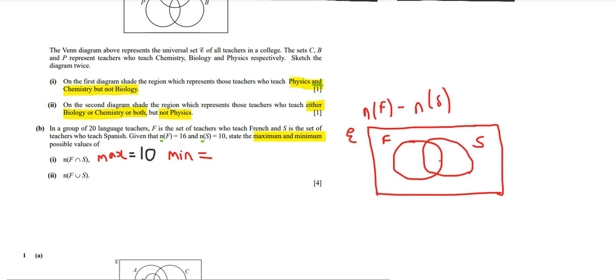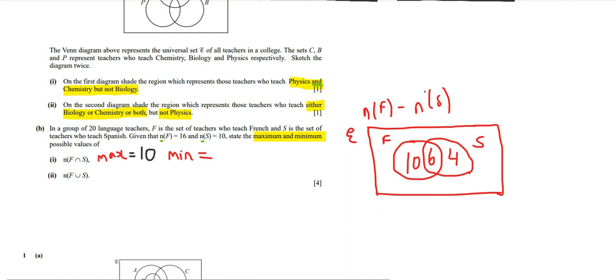So 16 minus 10 is 6. So let's put 6 into this intersection region, and that will give us the lowest possible value, right? Let's fill in the rest of it. So that becomes 4, and that becomes 10. Yeah, there we go. So why does that give us the smallest possible value of the intersection?